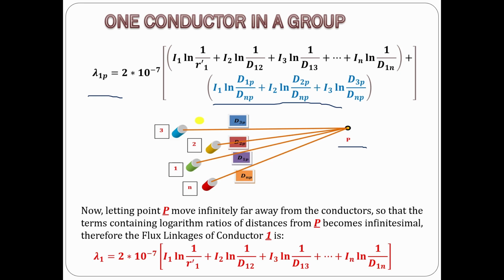Therefore, the flux linkage of conductor number 1 in a group of conductors is equal to this equation. So this is the equation of flux linkage of conductor number 1 in a group of conductors with current flowing in each conductor. This equation will be used as a reference equation for the derivation of inductance of three-phase lines in the succeeding videos.